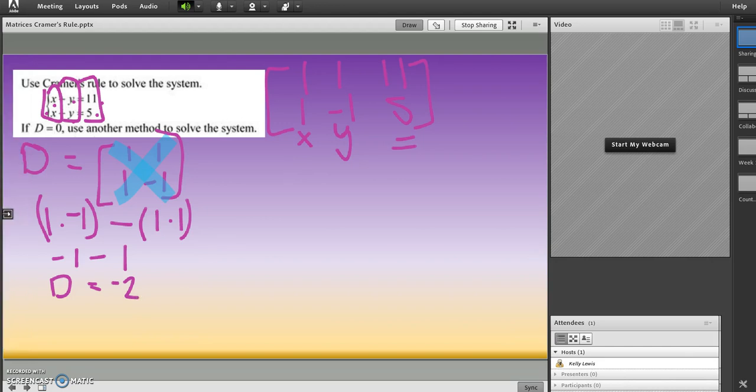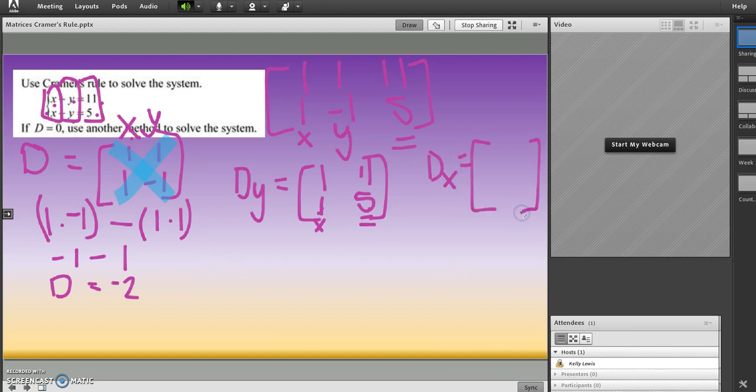Now we need to find Dy, which was the opposite. So it was x and the equal column. Notice that the y is replaced with the equal column and the x stays in the first spot. So this was x, y, and this is x, equal. When we do Dx, the x is replaced with the equal column, so 11, 5 goes here, and then y stays in the second spot, 1, negative 1.